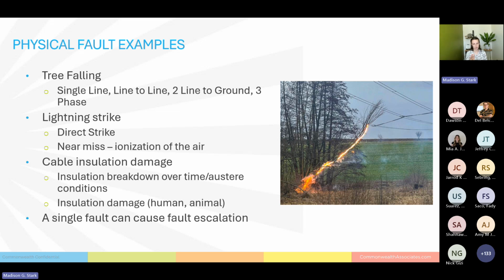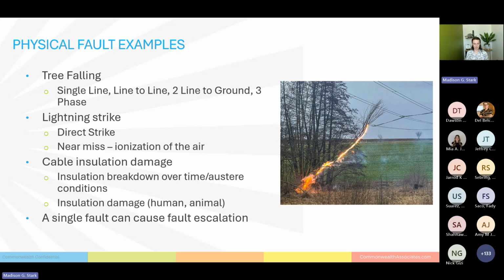And like we were talking about with the tree scenario, a single fault can cause fault escalation. Part of why it's important to clear faults quickly is if I have a single line to ground fault, say this tree, for example, and this causes the tree to burn, and then that top part falls apart from the bottom part, and now it bridges those two conductors. Well, now I have a two-phase fault rather than a single-phase fault.